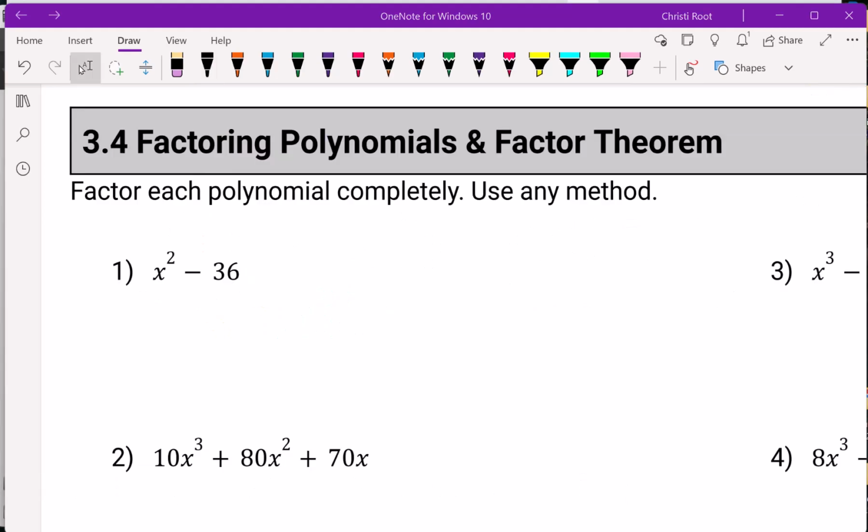Okay, so the next part is going to be lesson 3-4, which is factoring and the factor theorem. And I'm just going to be honest with you. I'm going to show you the quickest, most straightforward way to do these problems. You can always use the box method. That will work every single time. But some of these, I'm just going to use the quickest way to do it.